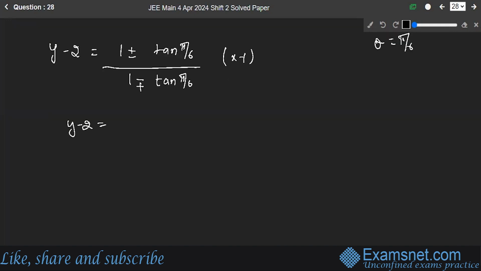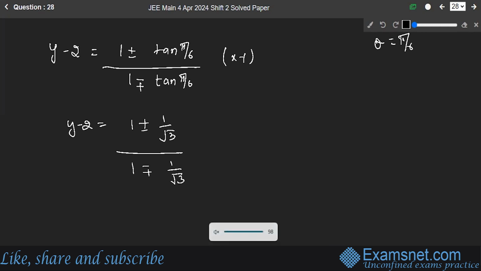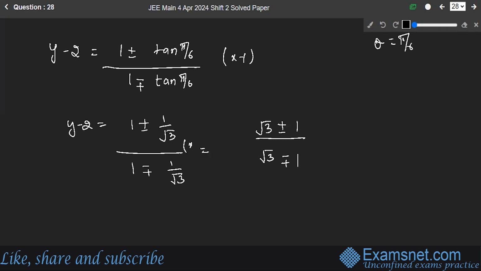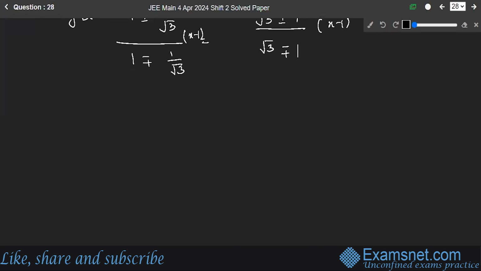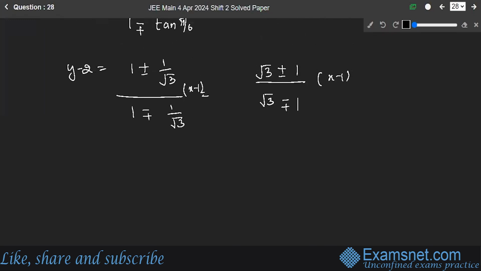So 2 is equal to 1 plus minus 1 upon root 3 upon 1 minus plus 1 upon root 3. And this is equal to root 3 plus minus 1 upon root 3 minus plus 1. Here is x minus 1. So this is it. We have y minus 2 is equal to this.